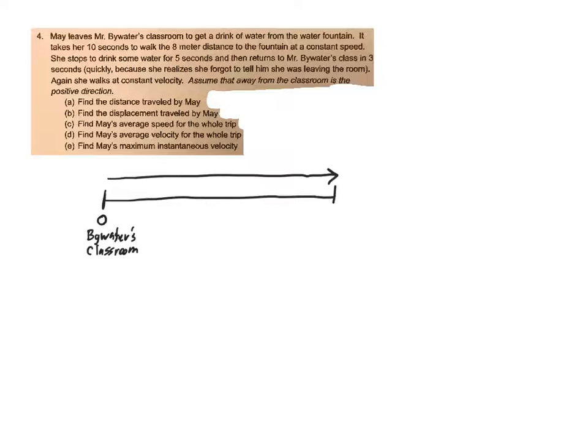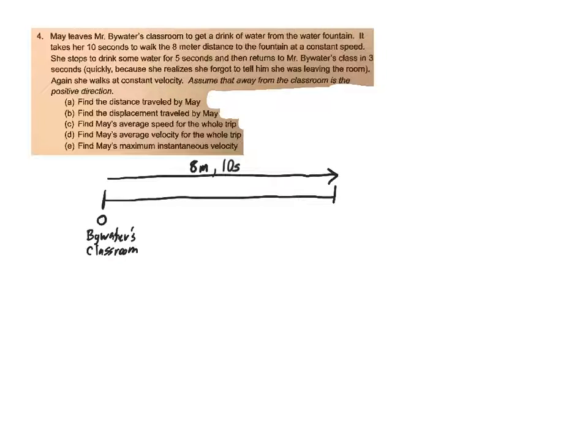This is Bywater's classroom. So what's happening here? She is going to the 8-meter distance, which is taking her 10 seconds. So she's going in this direction. I'm not doing a formal motion map here, but I'm just going to draw a picture that shows basically the idea of what's happening. So she goes 8 meters, and it takes her 10 seconds to do that.